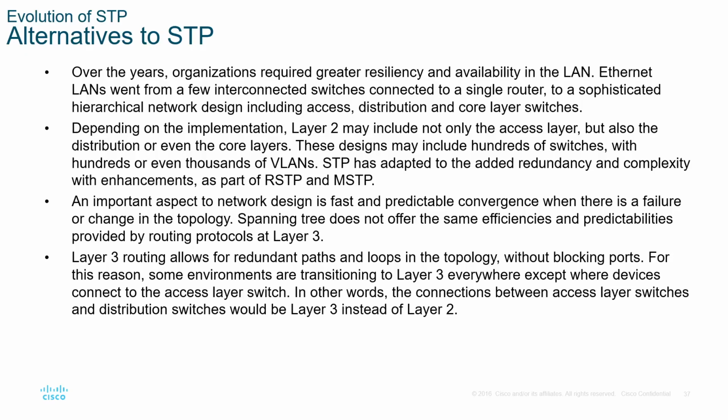Now, over many years, organizations required greater resilience and availability in the LAN. Ethernet LANs went from a few interconnected switches to a single router to a sophisticated hierarchical design, including access, distribution, and core layers. Now, depending on the implementation, layer 2 may include not only the access layer, but also the distribution or even the core layers. This type of design may include hundreds of switches with hundreds or even thousands of VLANs, as STP has adapted to added redundancy and complexity with enhancements as part of RSTP and MSTP.